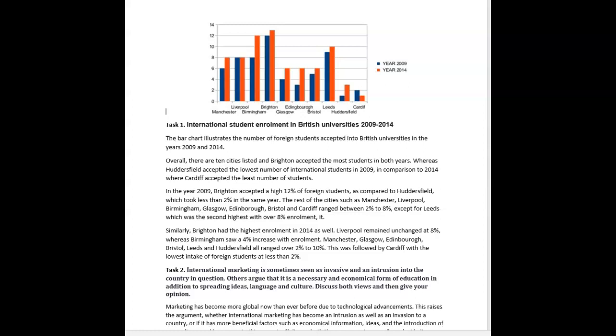Overall, there are 10 cities listed, and Brighton accepted the most students in both years. Right, again, not accepted, but Brighton enrolled, and it's not just students, it's international students. So make sure you make that clear. So Brighton enrolled the most international students in both years, whereas Huddersfield enrolled the lowest number of international students in 2009 in comparison to 2014, where Cardiff accepted the least number of students. All right, again, so it's not about accepted, and you can't be so general and say number of students. You have to talk about international students.